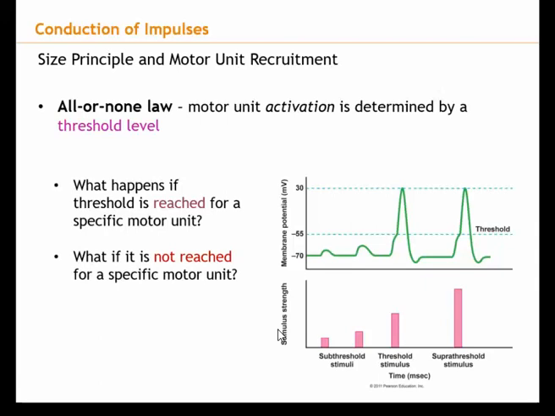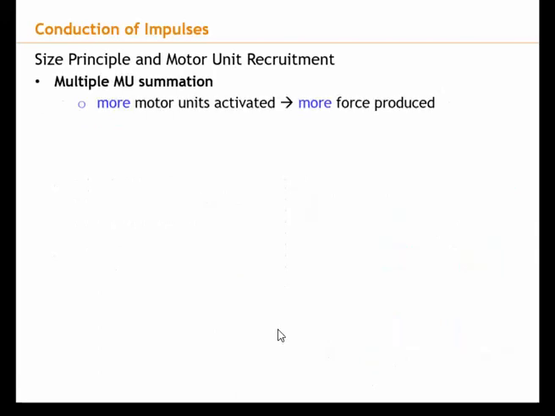What if it is not reached? So what if we don't reach the threshold for a specific motor unit? Then none of the fibers will activate in the motor unit. So if the neuron does not fire, then the motor unit will not contract. So very, very simple law to understand.